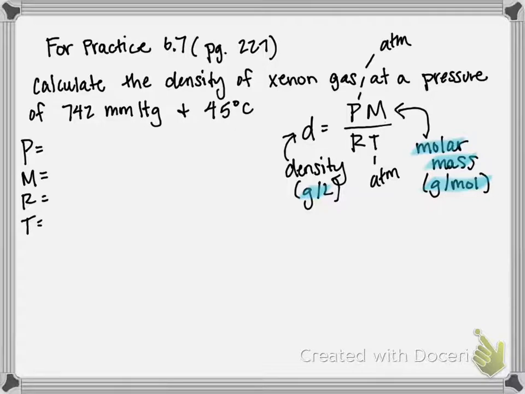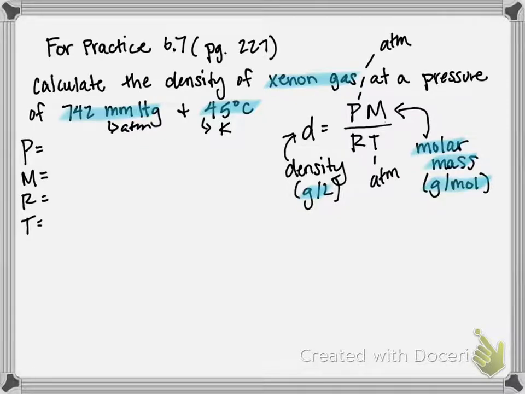So the question states to calculate the density of xenon gas at a pressure of 742 millimeters of mercury and 45 degrees Celsius. So they give us a pressure, a temperature. We can figure out the molar mass of xenon gas because they gave its identity, and we can look at the periodic table to do this. So in the problem, before we start plugging things in, we're going to need to change our millimeters of mercury to atmospheres, and we're going to need to change our Celsius to Kelvin.